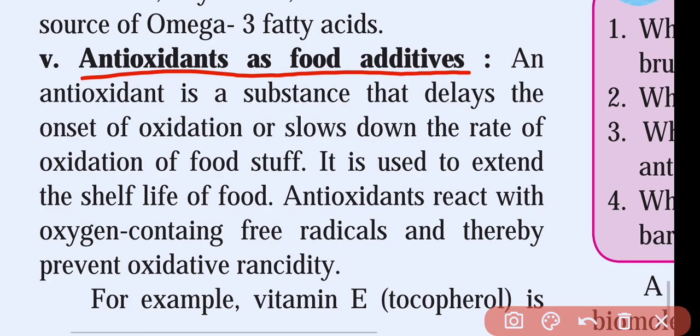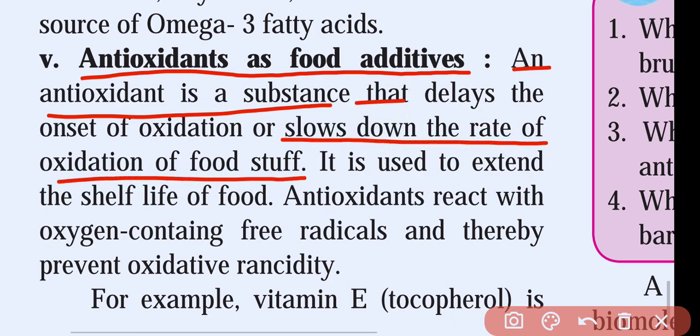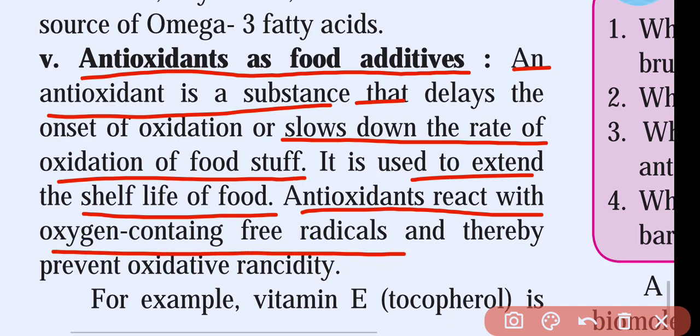Now see what is an antioxidant. An antioxidant is a substance that slows down the rate of oxidation of foodstuff. An antioxidant prevents food spoilage and is used to extend the shelf life of food. And you know that antioxidants react with oxygen containing free radicals and thereby prevent oxidative rancidity. Example is what? Vitamin E, which is also called tocopherol.